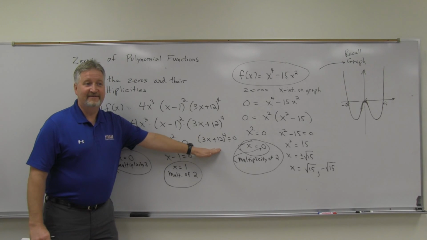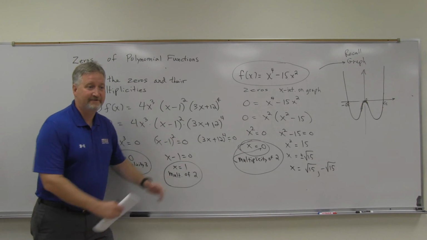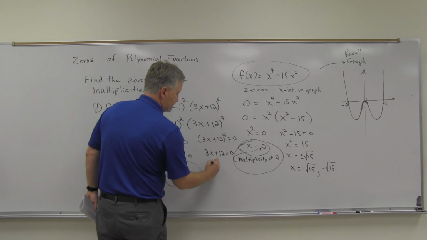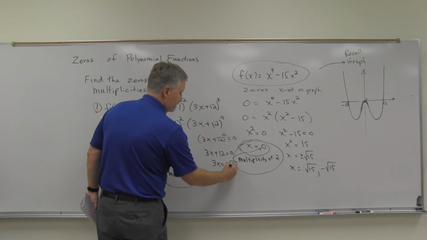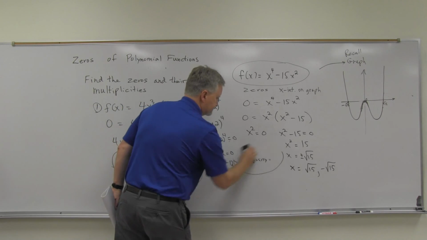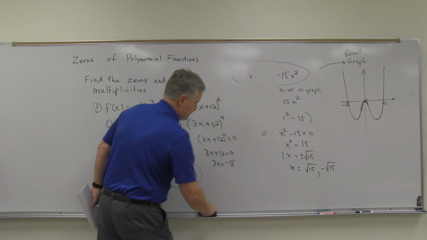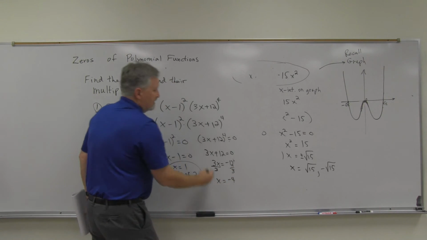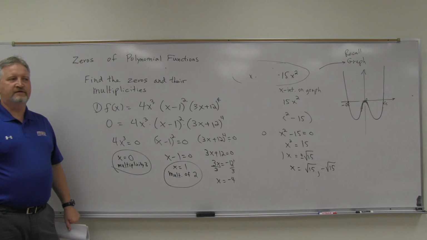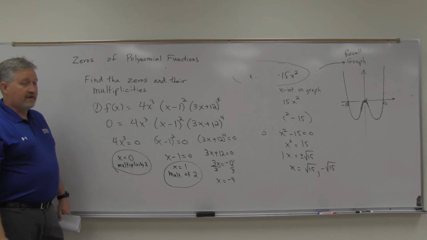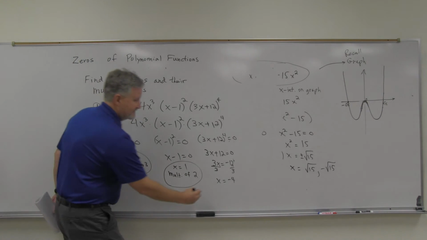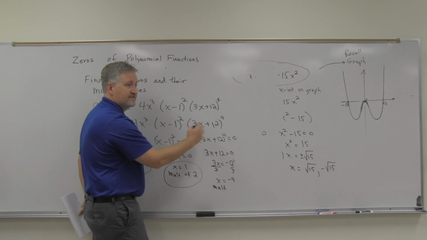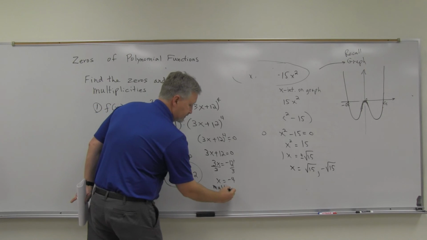Same here. 3x plus 12 must equal 0. So 3x equals negative 12. Subtract the 12, divide by 3. x equals negative 4. So it may be a little more solving you'd have to do there, but same idea. Now what multiplicity does it have? 4. Technically, that's there 4 times, and so it's a multiplicity of 4.